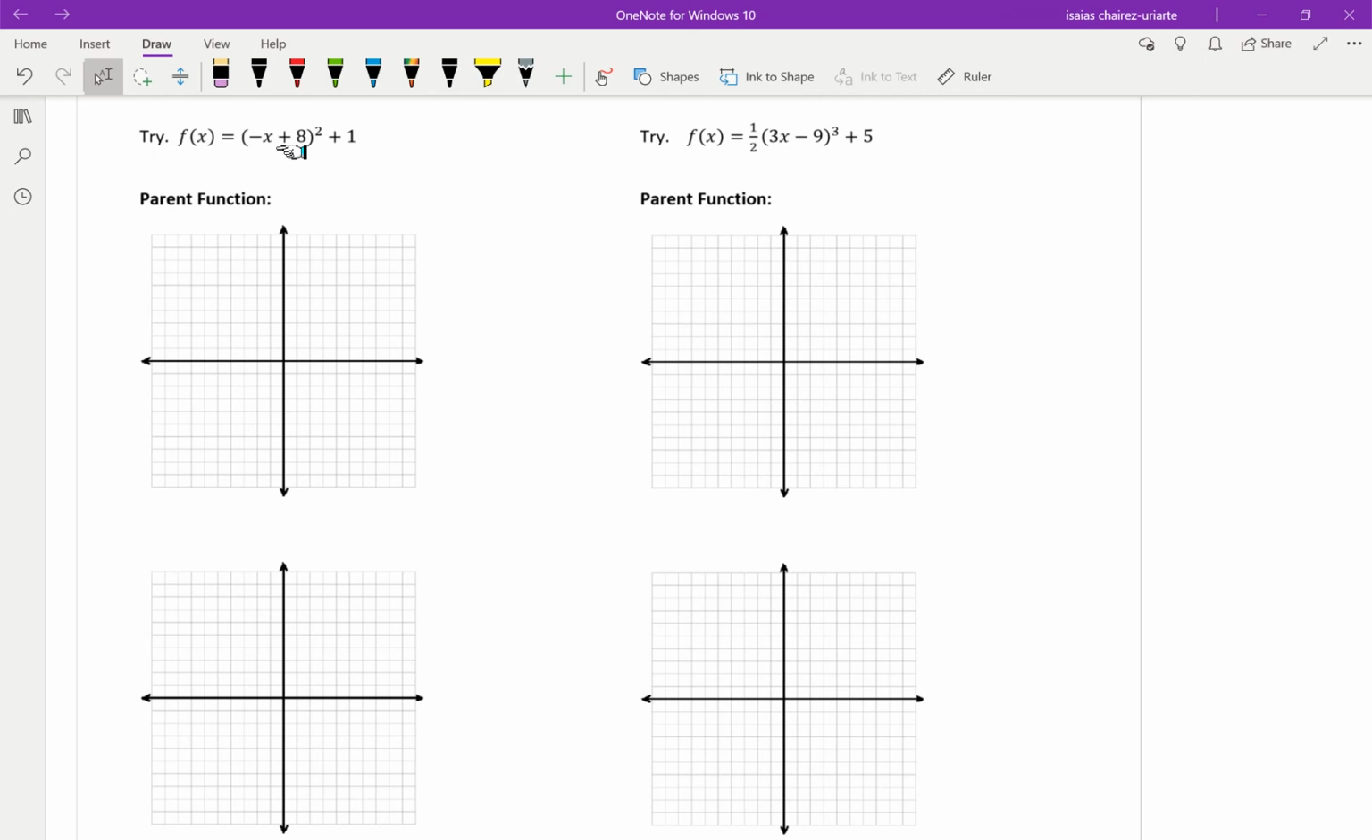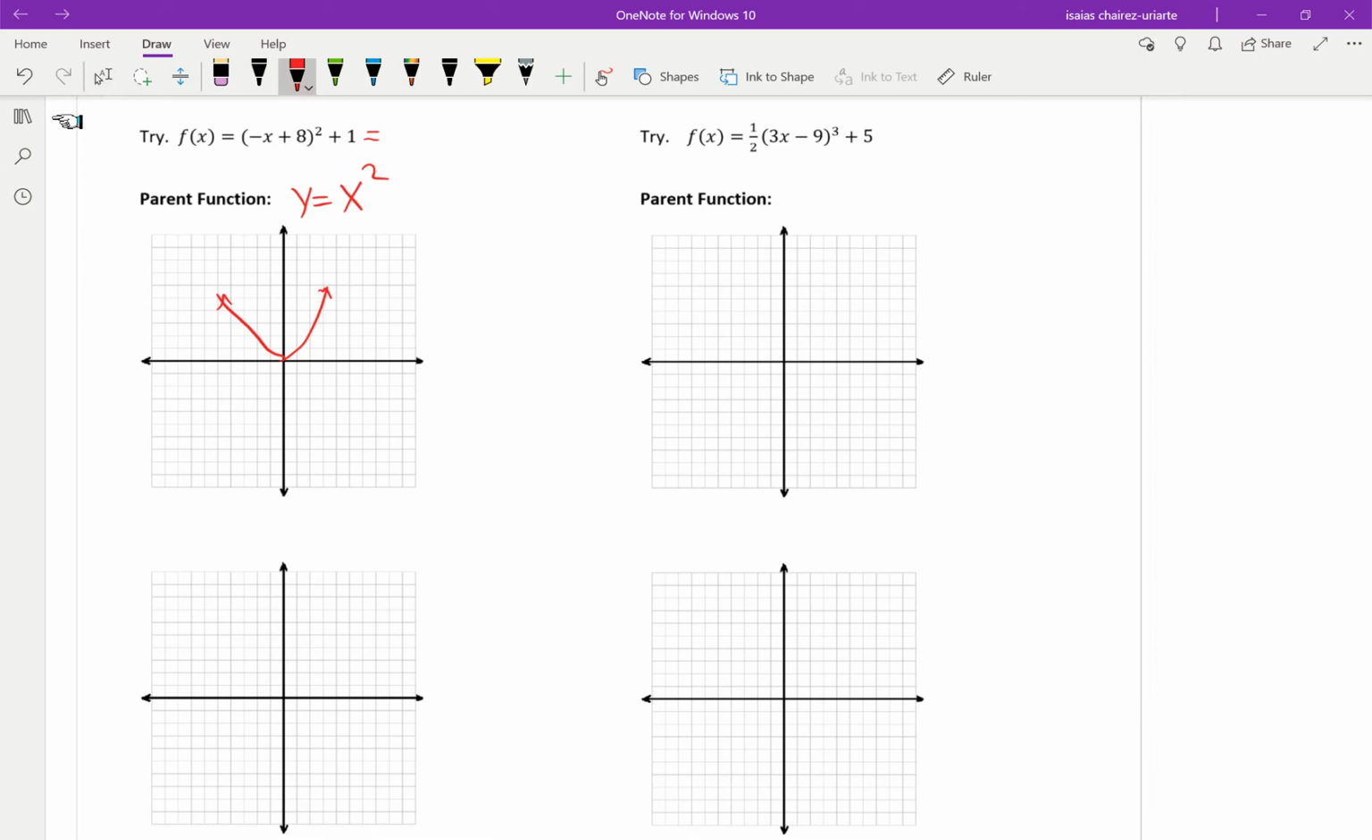Okay, let's see. So my parent function here is y equals x squared. That's my parabola. Sorry about the ugly little wiggly lines. Let me identify the transformations. And this particular one is sort of tricky here. This one is a little tricky.